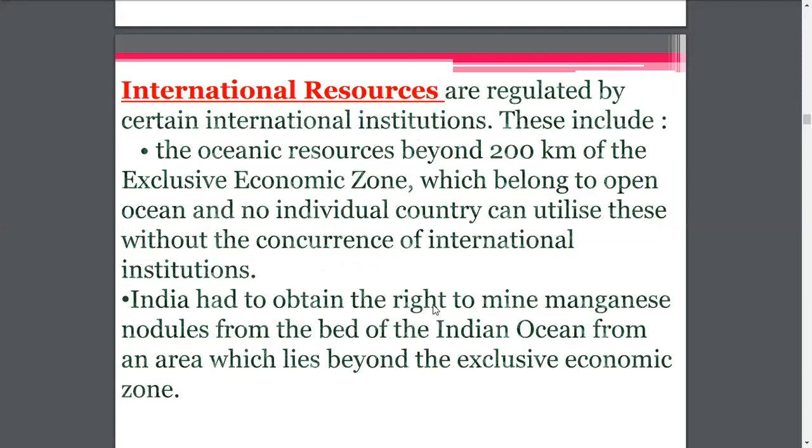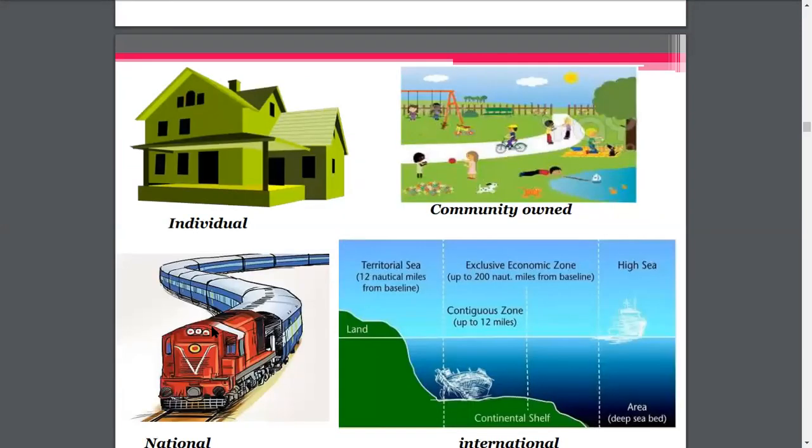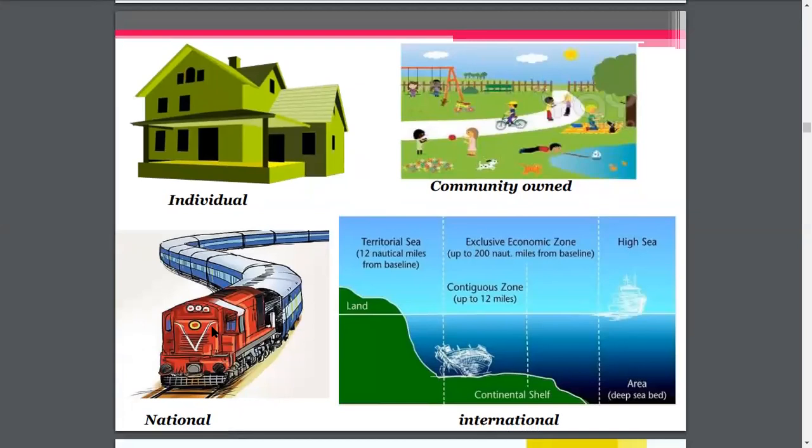India had to obtain the right to mine manganese nodules from the bed of the Indian Ocean, from an area which lies beyond the exclusive economic zone. We have to take the permission of the international institution for any kind of operation beyond 200 kilometers in the oceanic resource. Now here is a diagram showing individual resource, community-owned resource, national resource, and international resource.